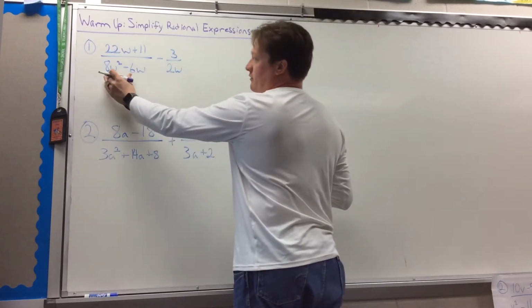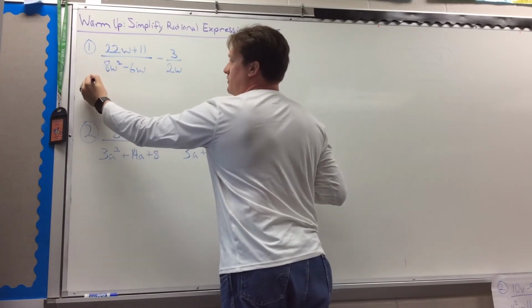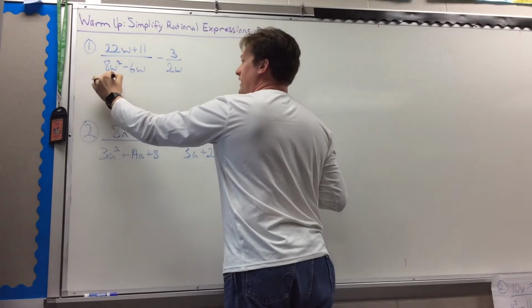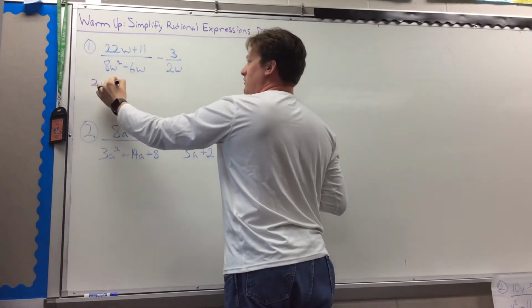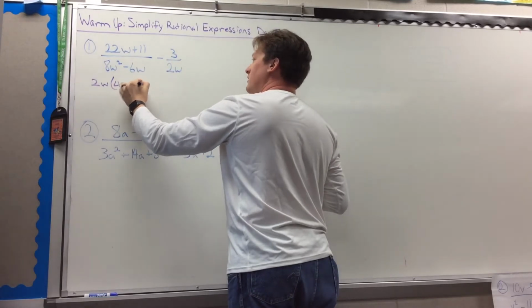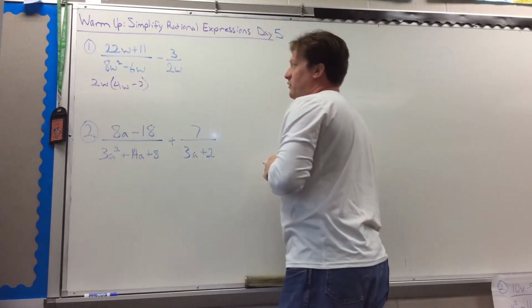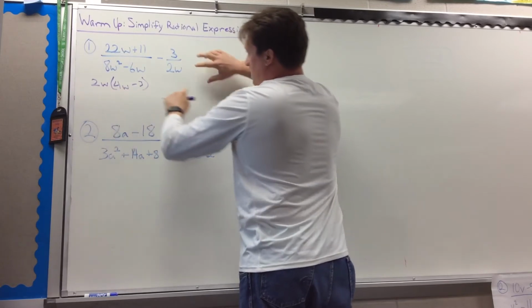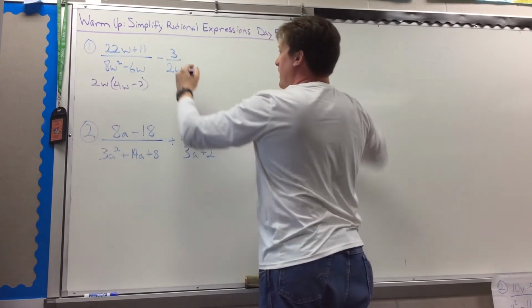So here, we're looking at the bottom, 8 and 6. We can take out a 2. We've got a w and a w squared. So we're going to take out a 2w, giving me 4w minus 3. So what we do is we look and see what's the same. The two w's are the same. We're missing 4w minus 3 over on this side.